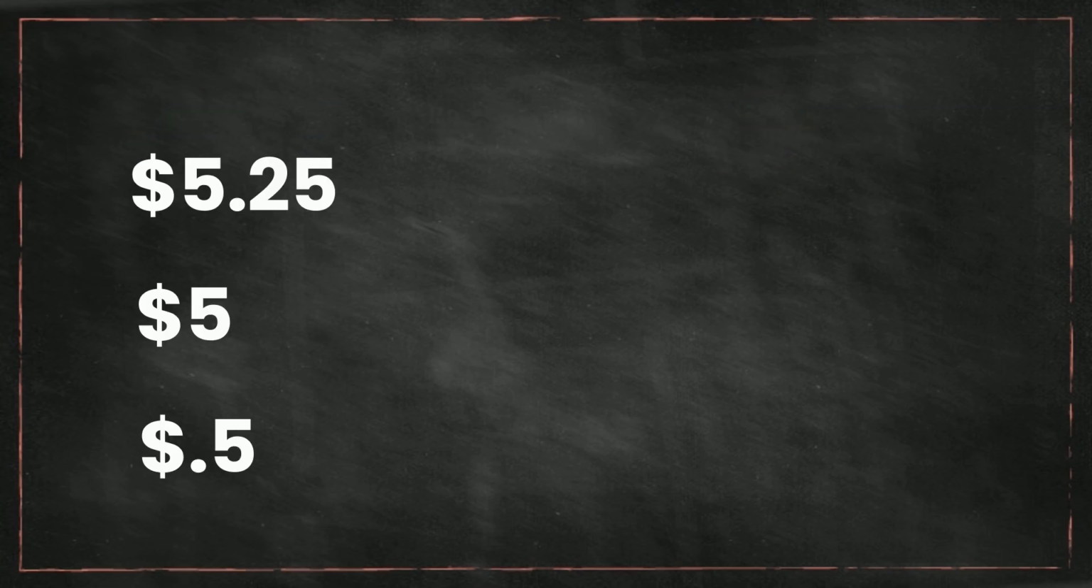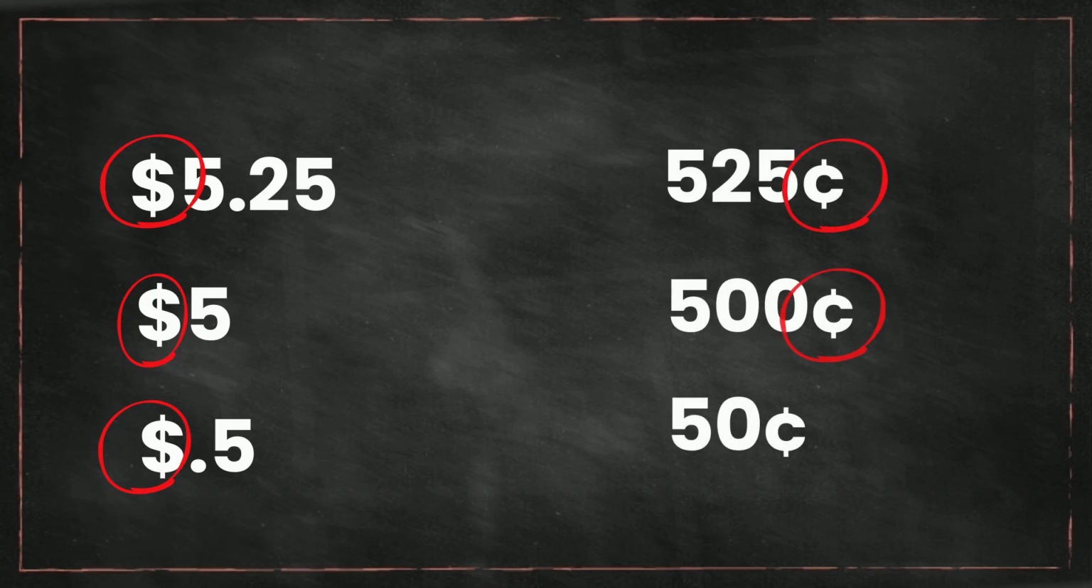So in summary, the dollar sign on the left is used with or without decimals. The cent sign on the right, no decimals.